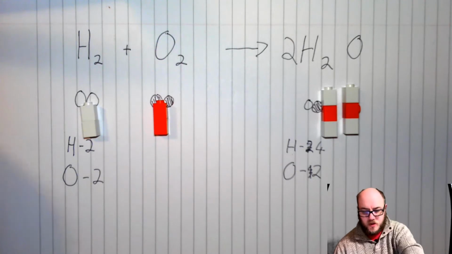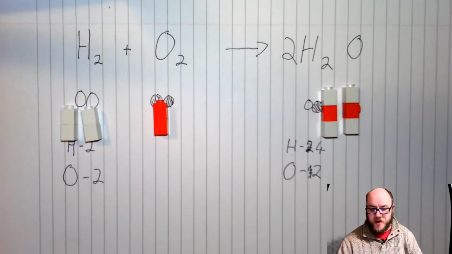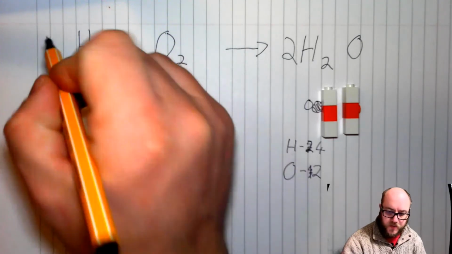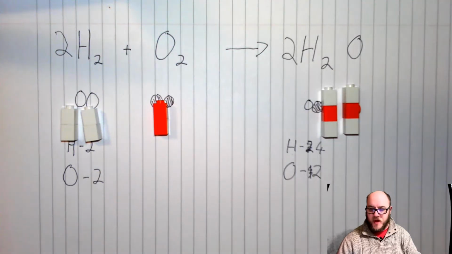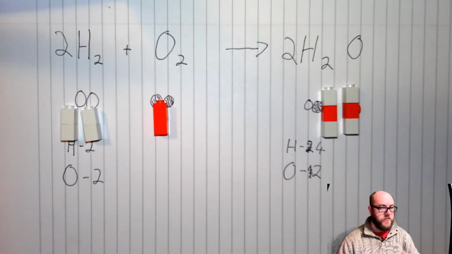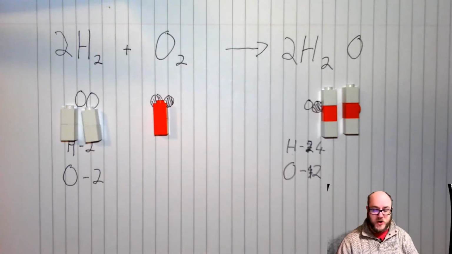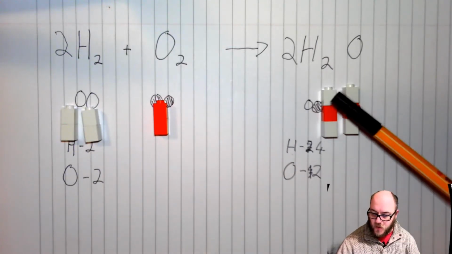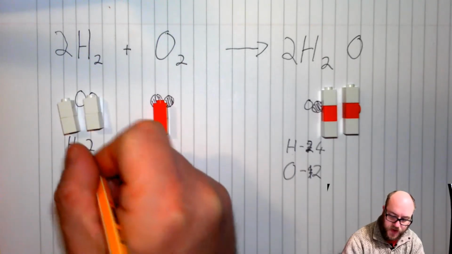Well, I can add another hydrogen molecule. Remember, I can only add multiples of these. So if I put a 2 at the front there, now my equation is balanced. I have got 1, 2, 3, 4 hydrogen atoms. And on this side I have got 1, 2, 3, 4 hydrogen atoms. Let's just update this.